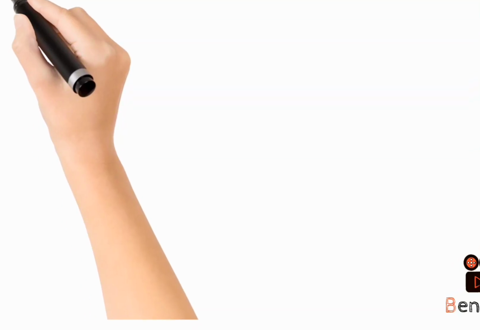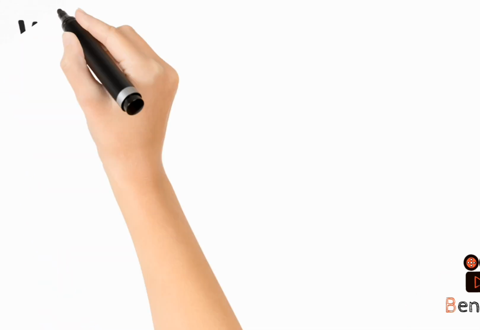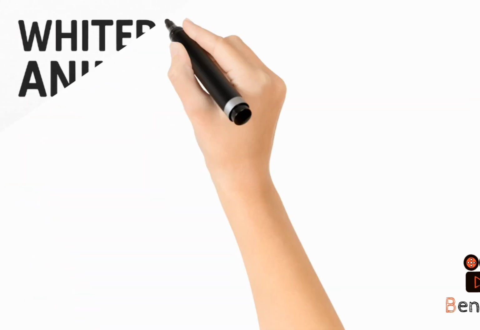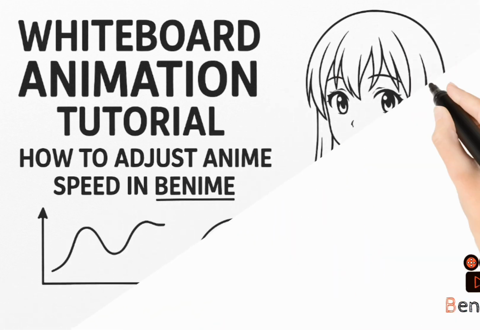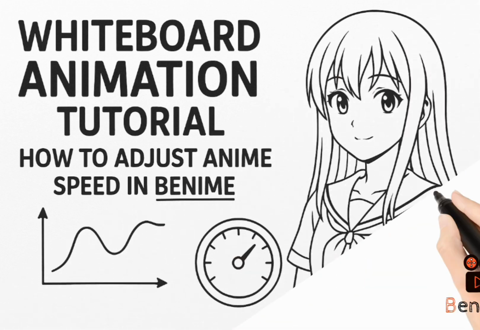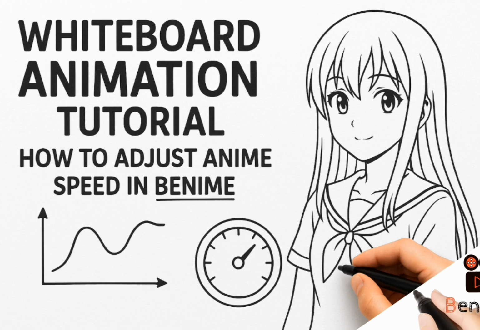In this whiteboard animation tutorial, you are going to learn how to adjust your anime speed. Now, just watch. The first slide, the speed is very, very fast. Just watch right now. Then the second one is a bit slow, just watch it. You can see how fast it is. That's the speed. Now watch the second one and see how slow it is.